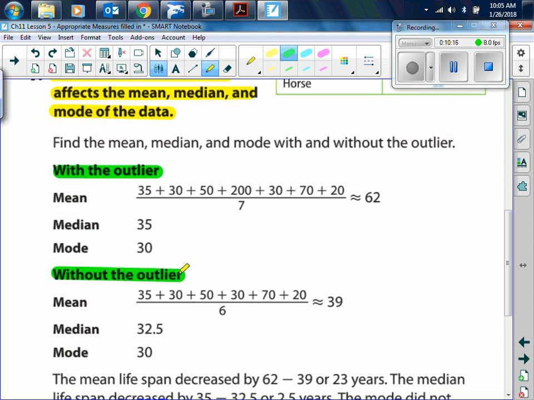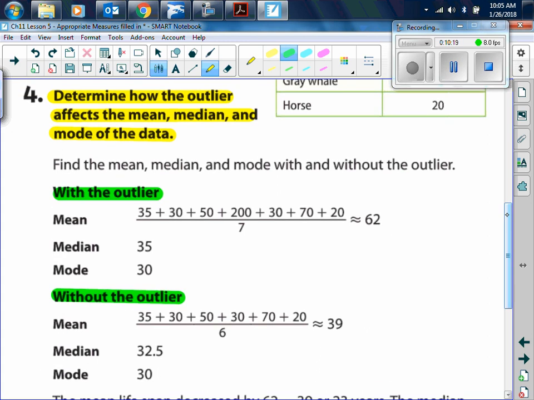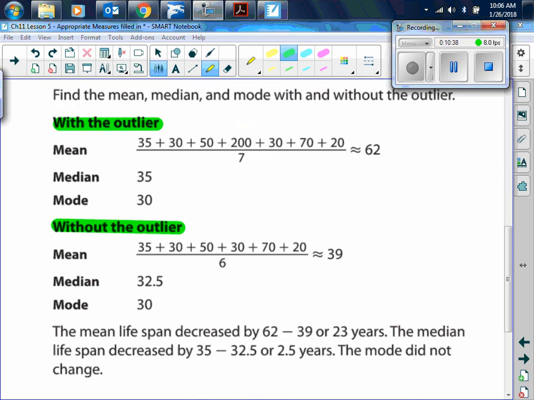All right. So here are the mean, median, modes already done for you in this example. So we have 62, 35, and 30 for the mean, median, and mode. And then without the outlier, we have 39, 32.5, and 30. So when we're comparing these, first thing we want to look at is the mean. The mean obviously changed a lot. Does everybody see that? So that tells me in this data set, the mean is not a good measure of center for this data. Is everybody clear with that?